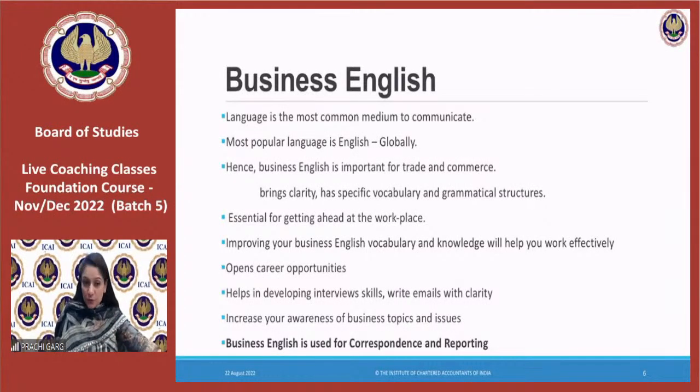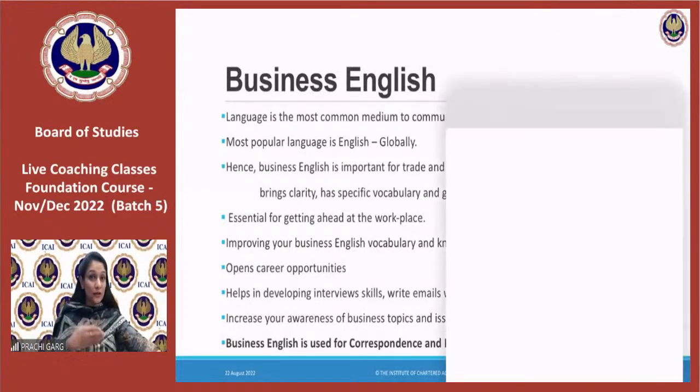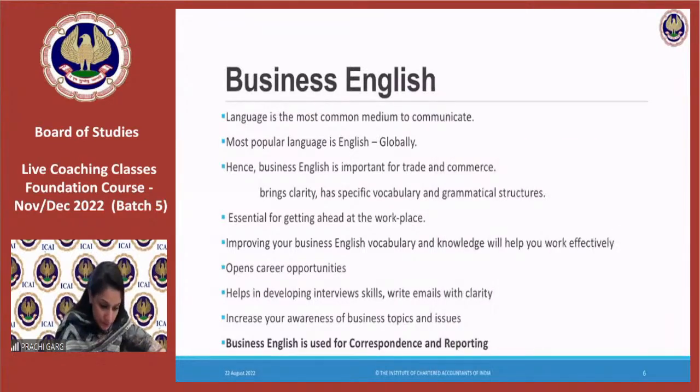Helps in developing interview skills, write emails with clarity. Now, this makes you more confident in your interview, and this helps you with how you need to speak during your interview. We will be taking up these case studies one by one in the next 2 sessions, so you will understand what we are trying to say. If you speak in general English and if you speak in business English, how things can change.